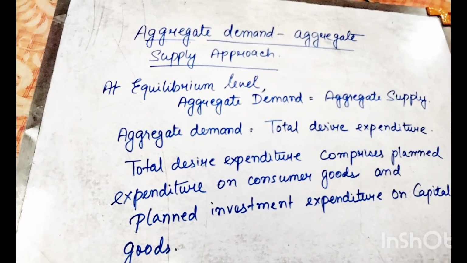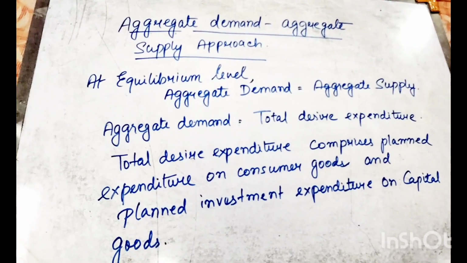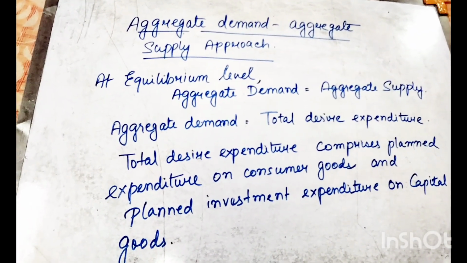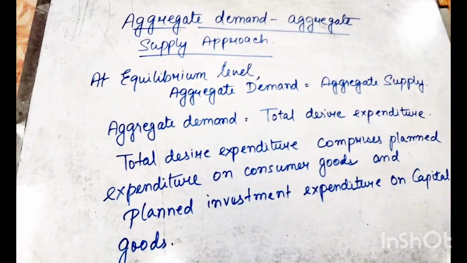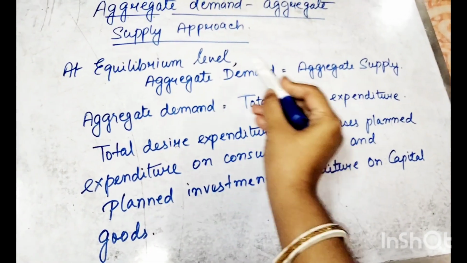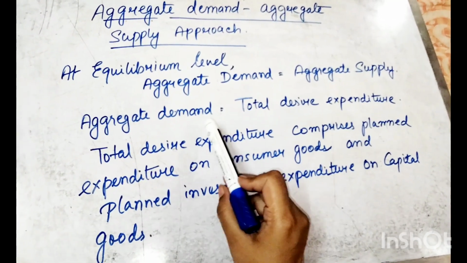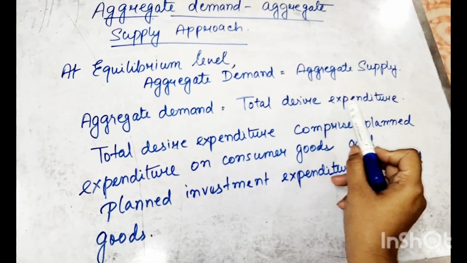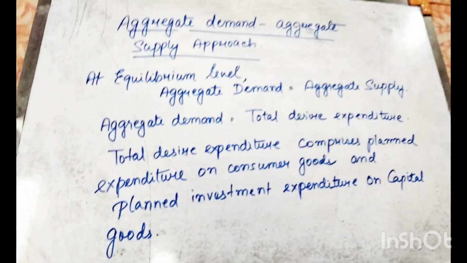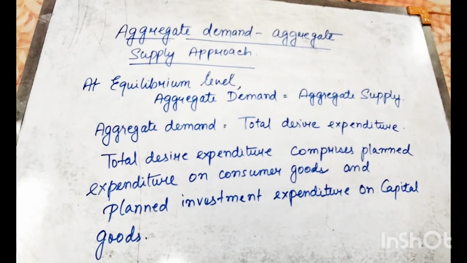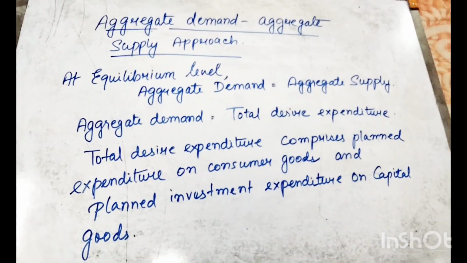So at equilibrium level, aggregate demand will be equal to aggregate supply. Now what is this aggregate demand? Aggregate demand is the total desired expenditure.